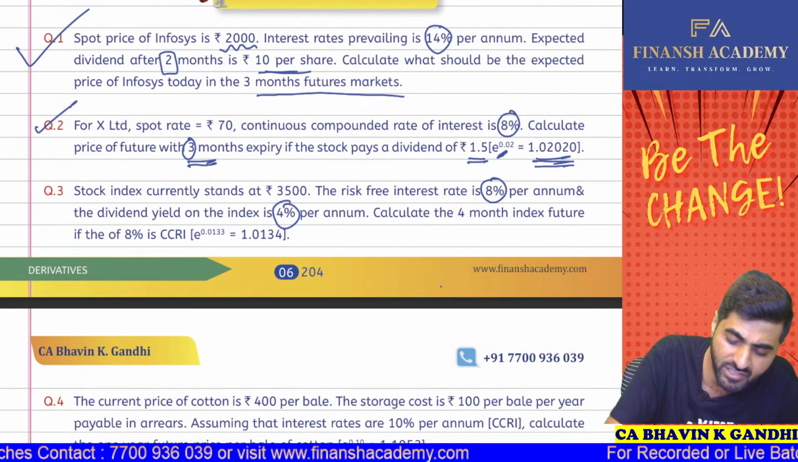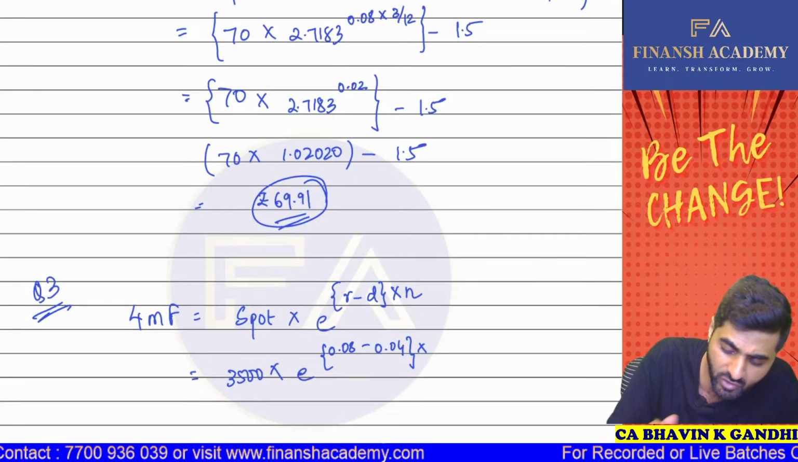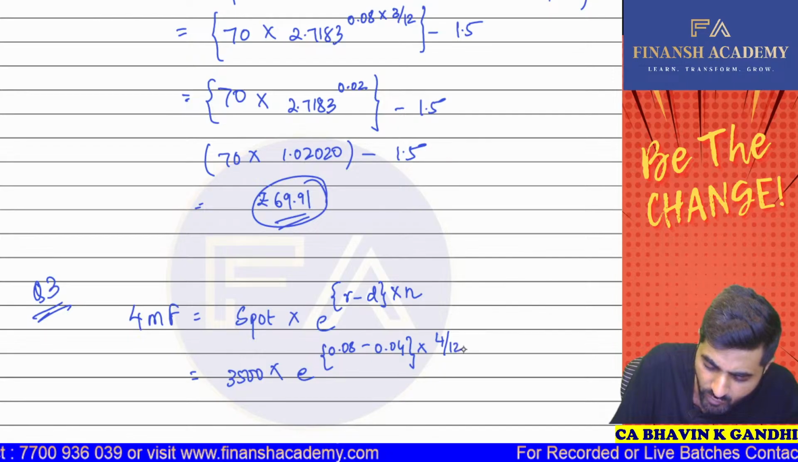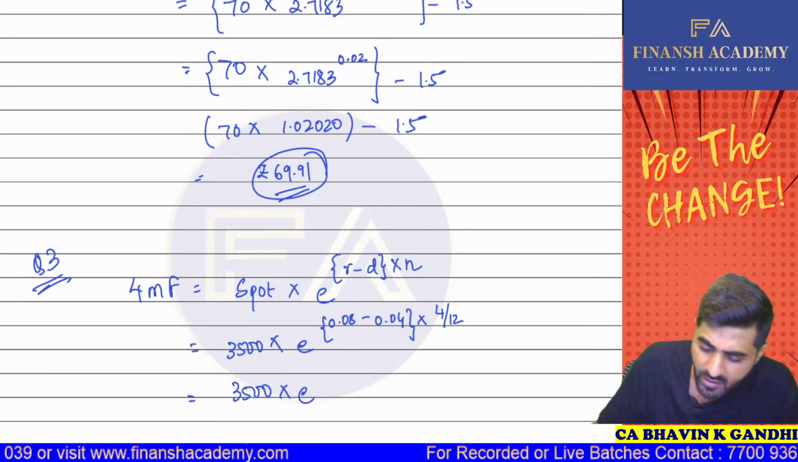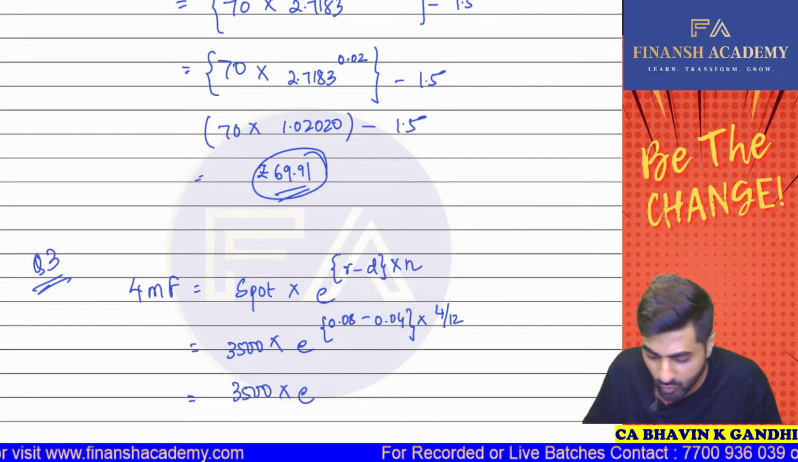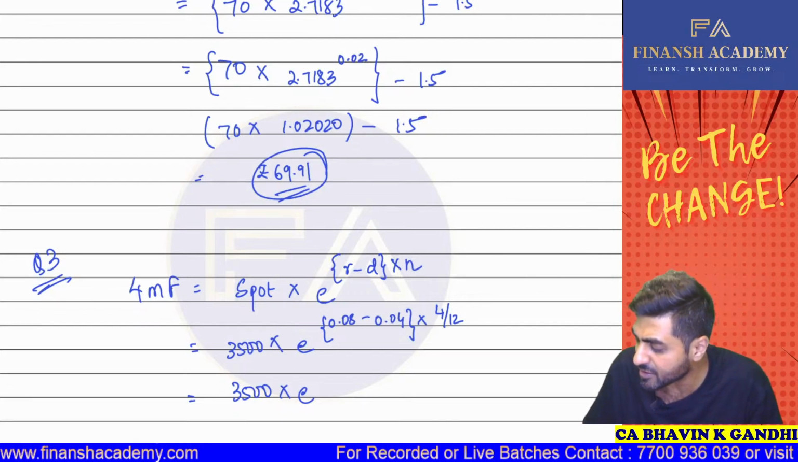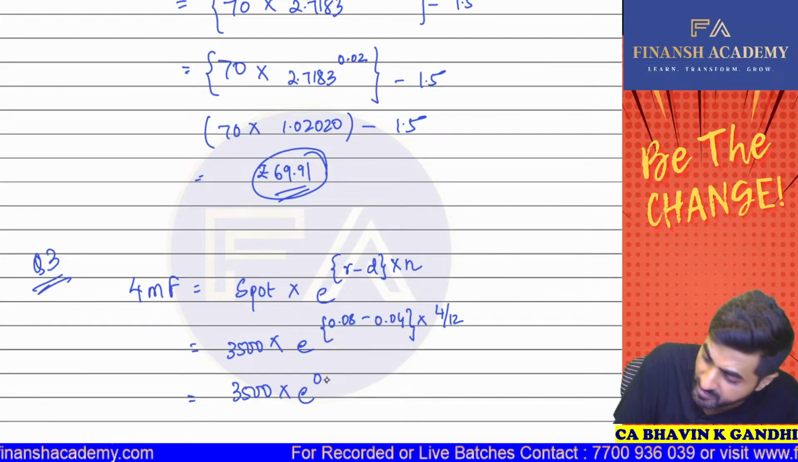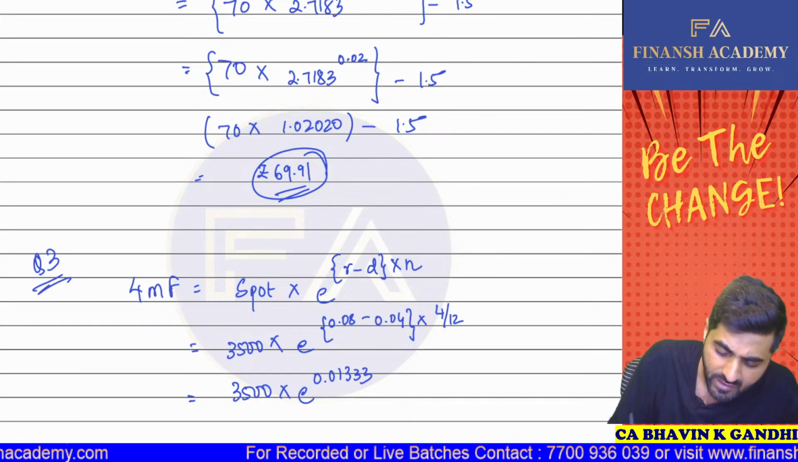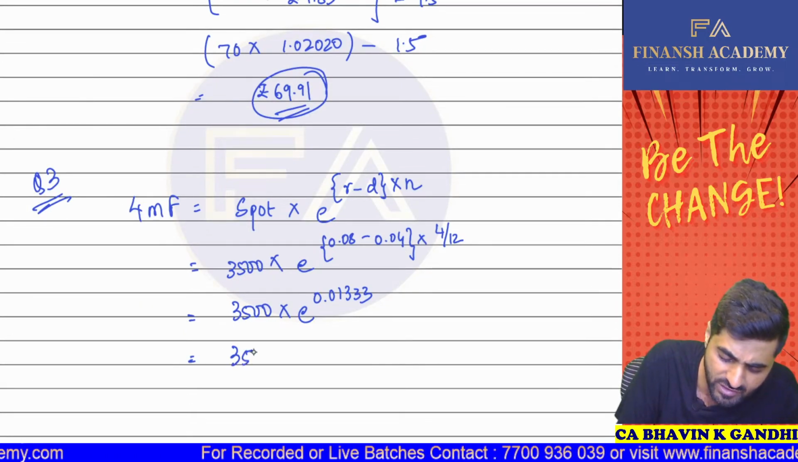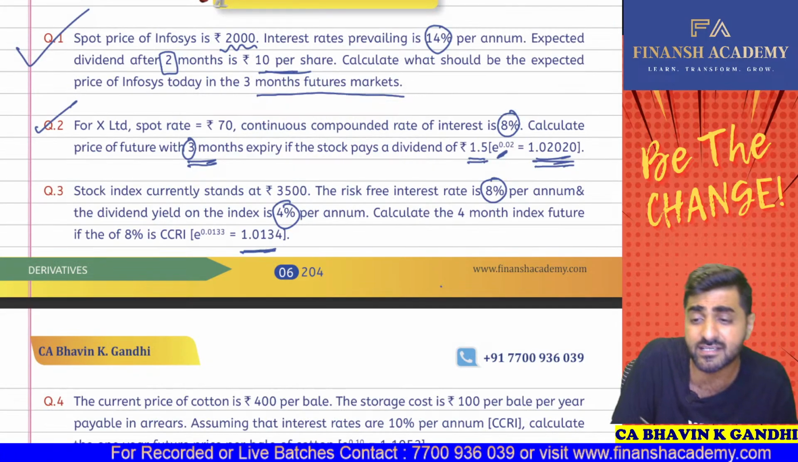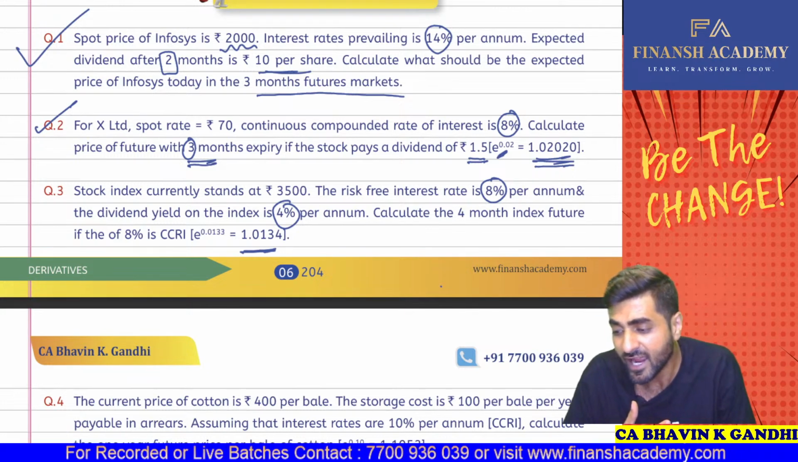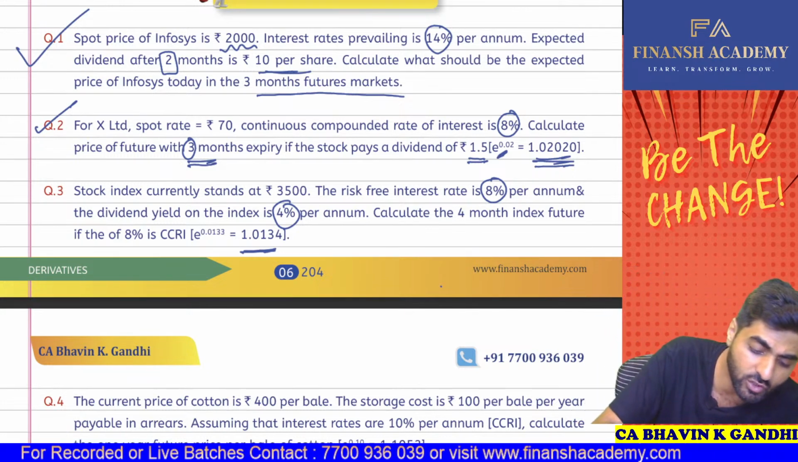So what's your tenure, my dear students? Your tenure is a 4-month tenure. So we'll be taking 4 divided by 12. So this will now give me 3,500 into E raised to the power 0.04 into 4 divided by 12. So this will be 0.01333. Now there is no need to worry, my dear students, because 3,500 into E raised to the power 0.0133 is given to you in the question itself, and that is nothing but 1.0134.